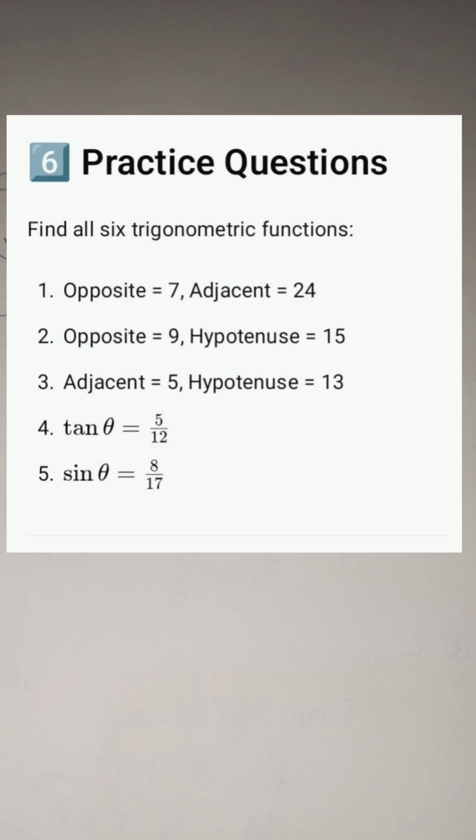So the quick memory trick that you shouldn't forget is SOH CAH TOA, which is sine is equal to opposite over hypotenuse, cos is equal to adjacent over hypotenuse, tan is opposite over adjacent.